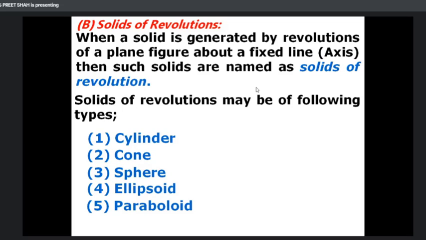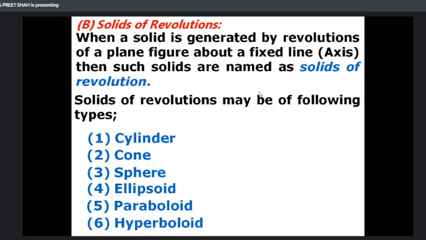So solid of revolution means the solid is generated by the revolution of a plane figure about a fixed line. Whatever solid is generated is called a solid of revolution. Examples are cylinder, cone, sphere, ellipsoid, and paraboloid. Just remember the first two, cylinder and cone, which we have discussed the most. Cylinder and cone are examples of solids of revolution, while prism and pyramid are examples of polyhedra.